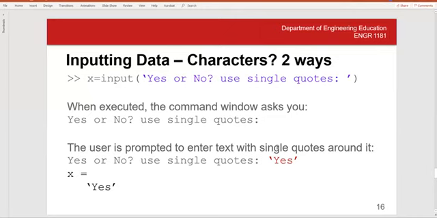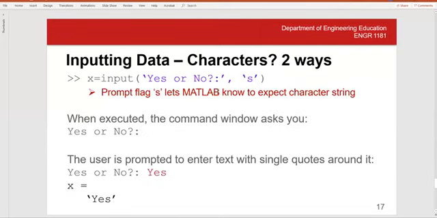But we'll see in the next slide that we have a way around it, so the user can avoid putting the quotation. Mainly, to avoid asking the user to put the quotation, after the prompt we could put the S in quotation. That lets MATLAB know that we are asking the user to enter a string or a text, and they don't need to write that text in between single quotation.